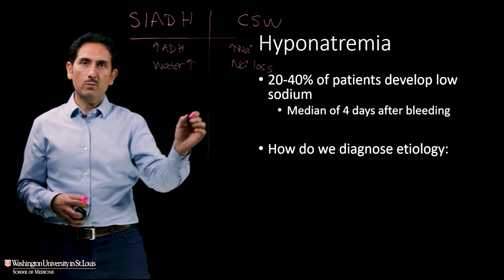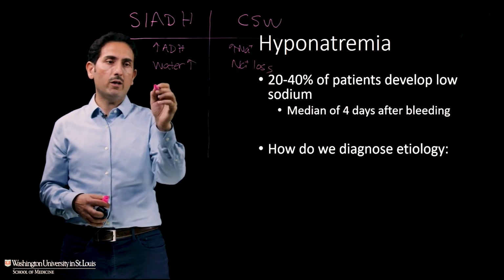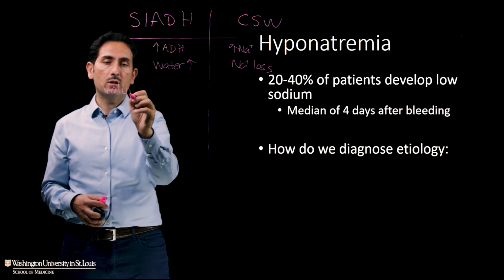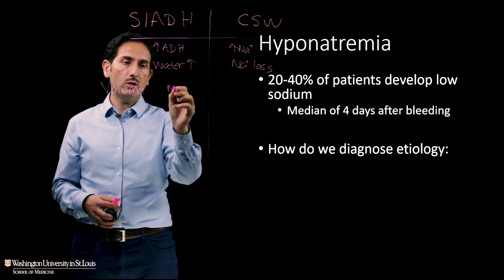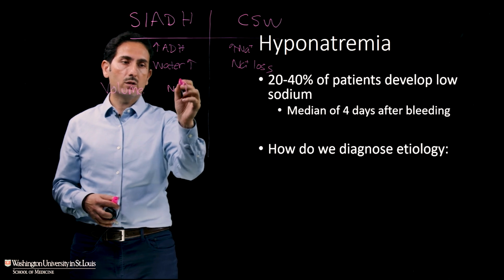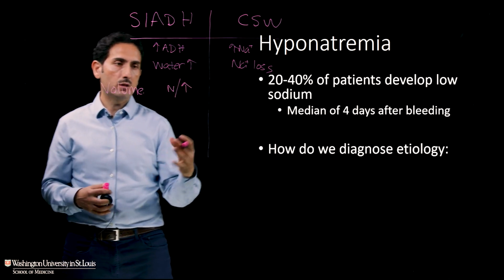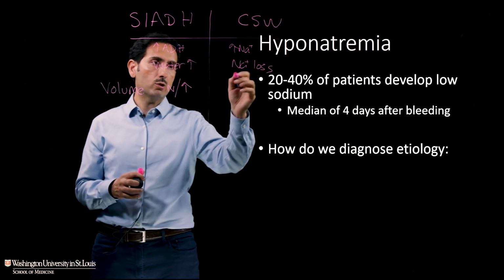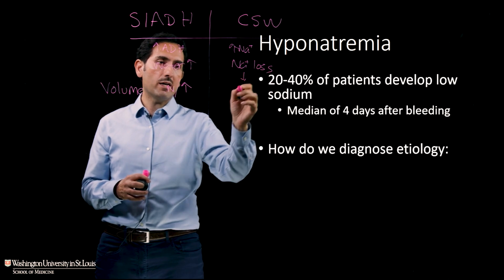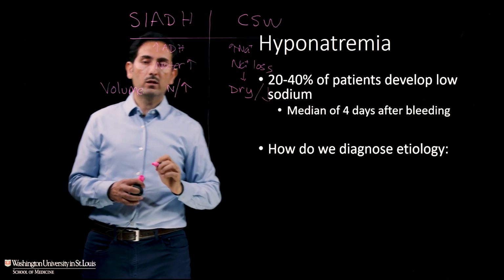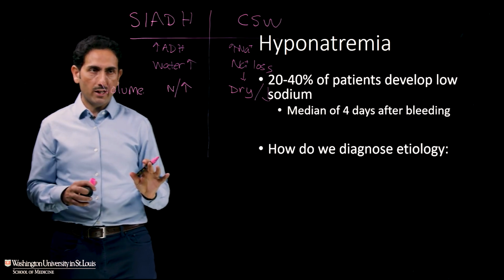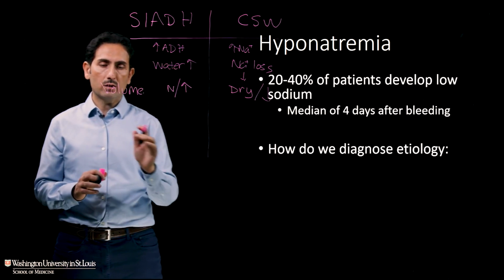So how do we diagnose them? Well, fundamentally, this is about volume status. So we look at the volume status of the patient, which is sometimes hard to tell. In SIADH, it'll be normal or increased because you're retaining water. You're not losing water, you're not losing salt. In salt wasting, you're losing salt, which is going to make you very dehydrated, and the volume will be down or dry. So that's the fundamental way to separate out SIADH and salt wasting.